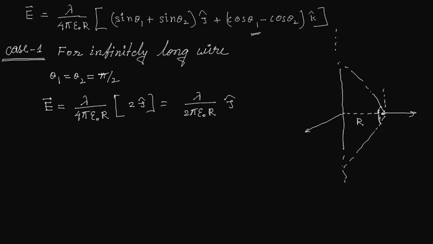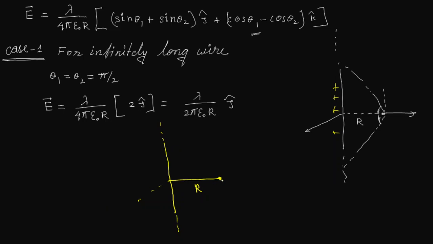That means if we generalize this result, in this case we have calculated the electric field on the y-axis at a perpendicular distance r from an infinitely long wire, and we have noticed that the electric field will be plus j cap. If we consider a point on the x-axis, then it will be plus i cap. So it will always be perpendicular to the length of the wire. If the charge is positive, then it will be away from the source. So at this point it will be plus j cap, at this point it will be plus i cap. So it will always be away from the wire and perpendicular to the wire.